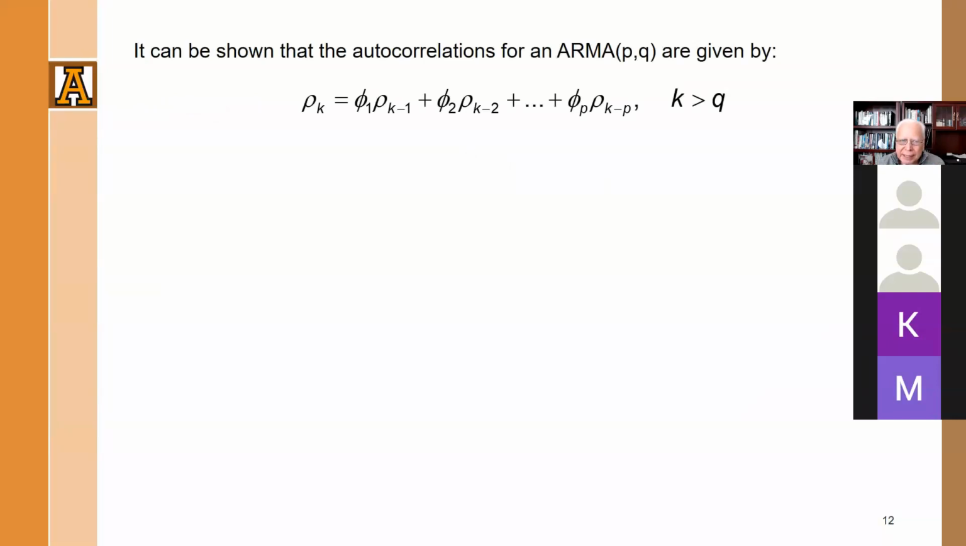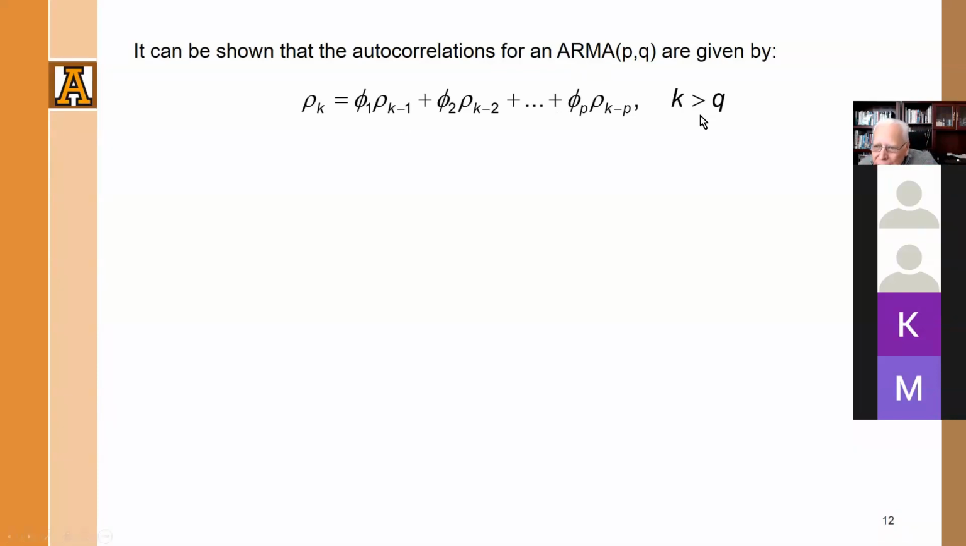Now it can be shown that the autocorrelations for an ARMA(p,q), we will not go through the detail, but it's essentially an extension of the ARMA(1,1) result. We could do it for the ARMA(1,2) or ARMA(2,1) and look at the behaviors and generalize that. But it can be shown that for an ARMA(p,q) process, rho sub k will be equal to phi 1 rho k minus 1 plus phi 2 rho k minus 2 and so on up to phi p rho k minus p, for k greater than q.